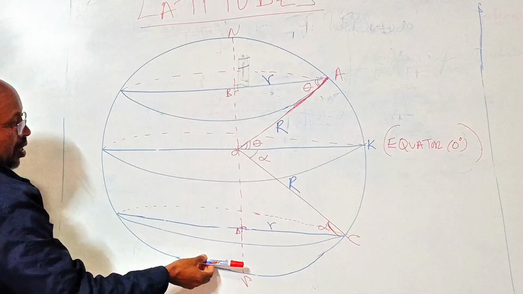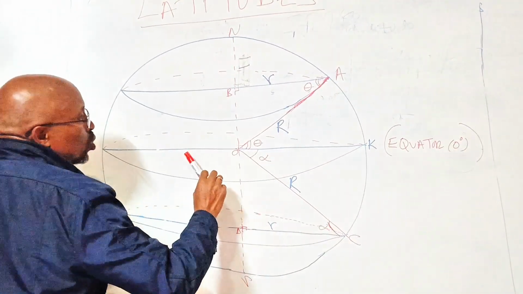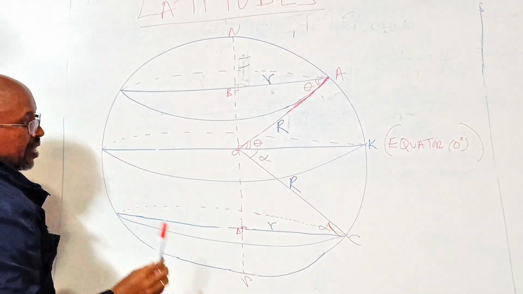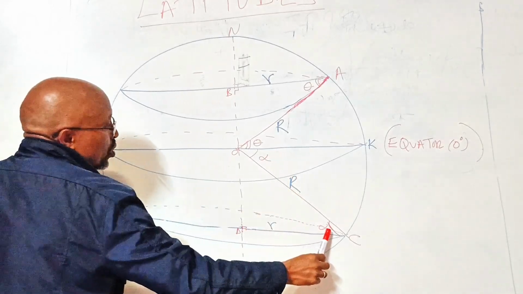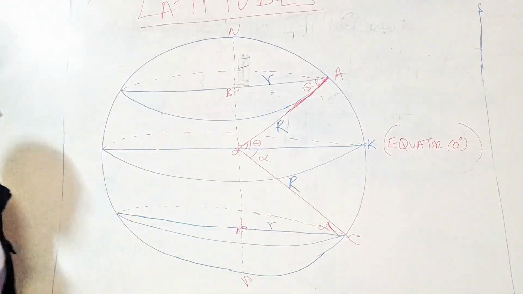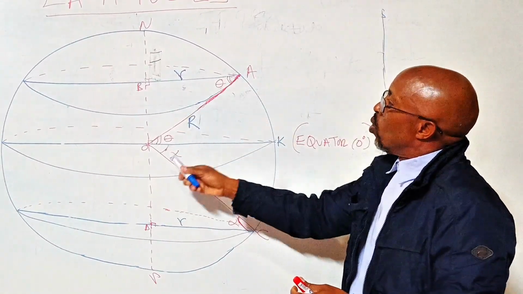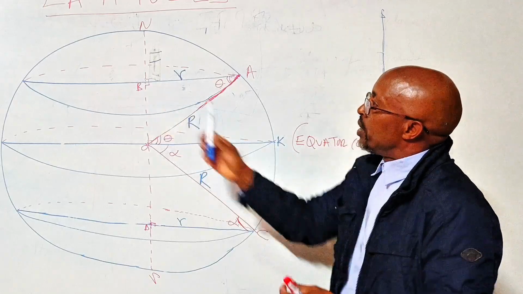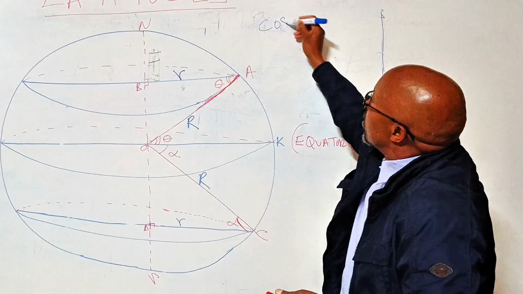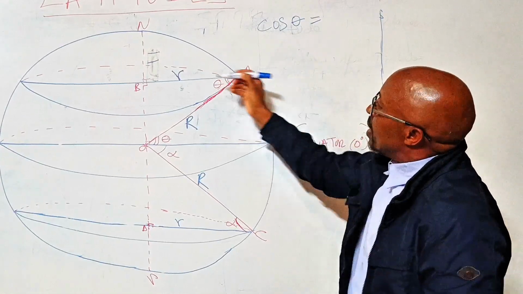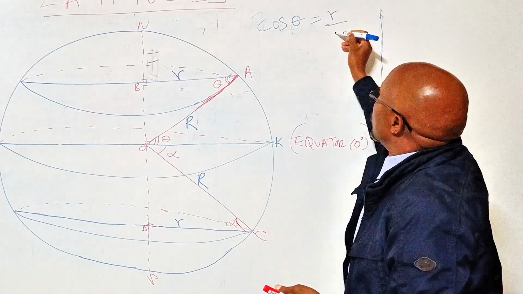When you go to the lower latitude, we'll have our DC parallel to OK. And therefore, with our transversal OC, we'll have that angle alpha is equal to this other angle alpha. With our right angle triangle BAO, which is right angled at B, we can get the cos theta as the adjacent, which is small r, all over the hypotenuse, which is our capital R.